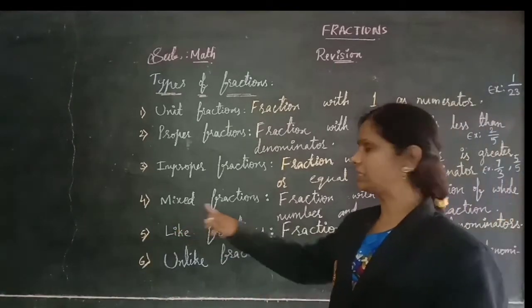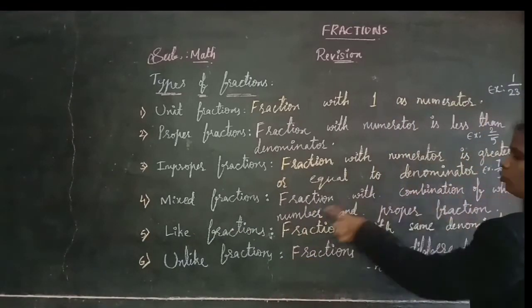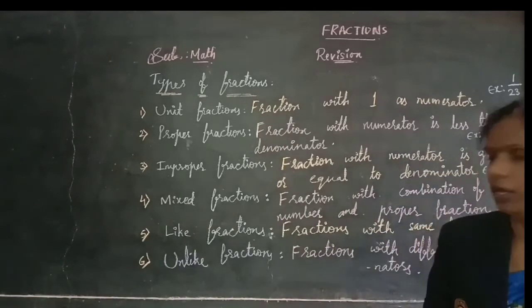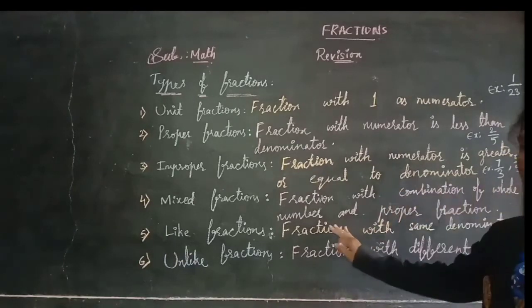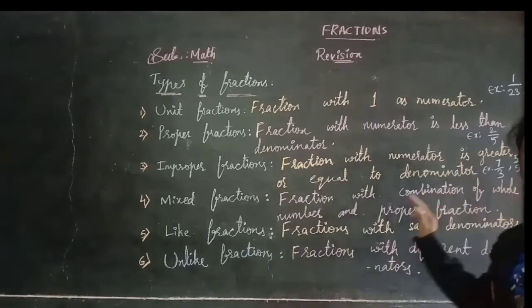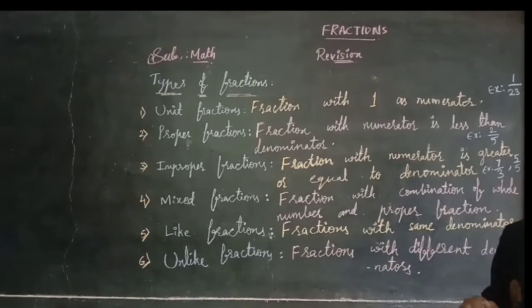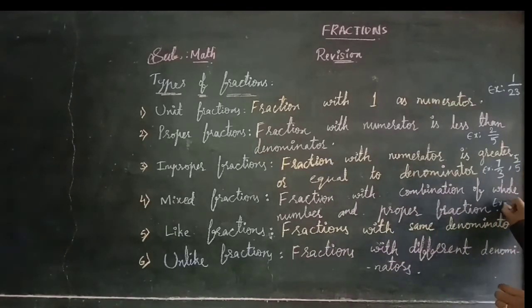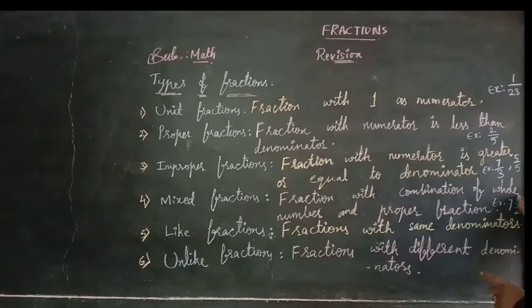Coming to the next fraction, mixed fraction. What is a mixed fraction here? A fraction with a combination of a whole number and a proper fraction. Whatever fraction you are taking should have a whole number and also a proper fraction. Whole numbers are 0 and all the numbers after it, children. Any number you can take, and one proper fraction. For example, 7 1 by 2. 7 is a whole number, children, and 1 by 2 is a proper fraction. If you take these two together, that is a mixed fraction. So 7 1 by 2 is a mixed fraction.